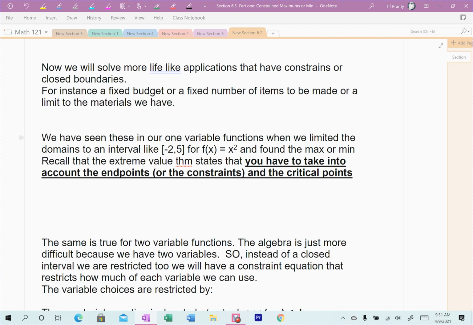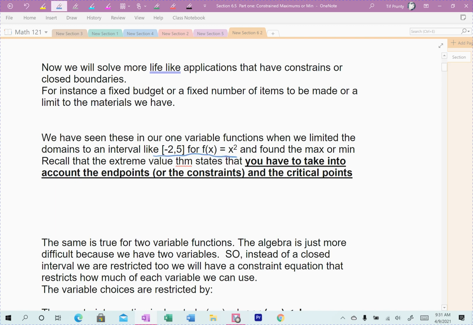Or we can only make so many items, right? Because the machinery only allows us to spit out so many items every day. And so there's a limit to what we can do. It's called the constraint. We're constrained by the world, right? Time, money, and items. The constraint is like the one variable case where we were limited to a domain. Instead of looking at the domain from negative infinity to positive infinity, we were given a limit. Well, no, I can only look between negative 2 and 5, right?